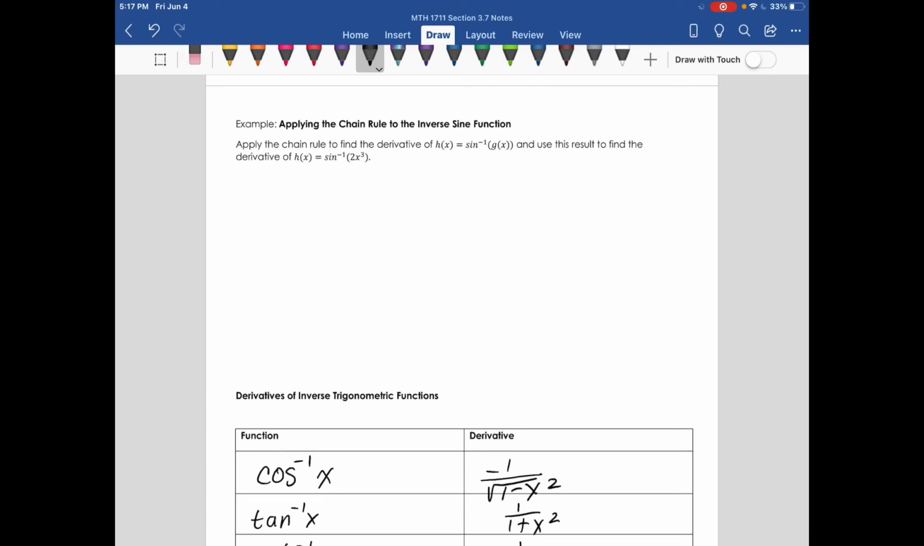Okay, so now let's practice. So this example says we're going to apply the chain rule to the inverse sine function. So it says apply the chain rule to find the derivative of the inverse sine function of g of x and use the result to find the derivative of h of x, which is inverse sine of 2x to the third.